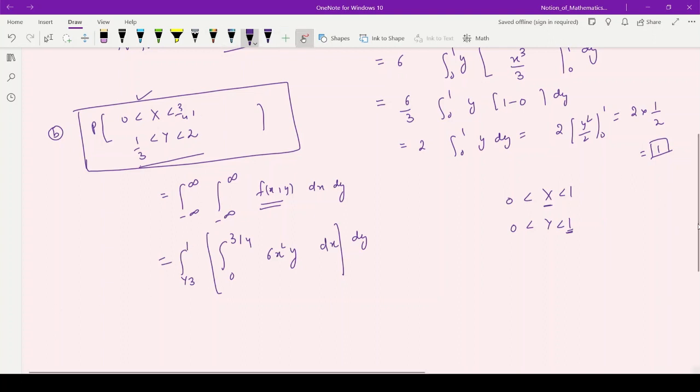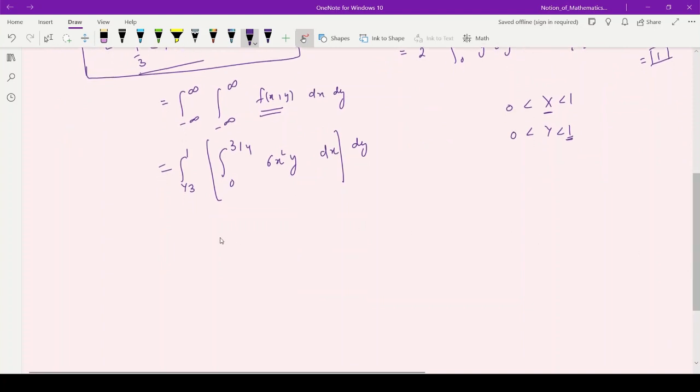Now thereafter we can take this 6 outside. So it is 6, and thereafter the integral 0 to 3/4 of x²y dx, and 1/3 to 1, and it is dy.